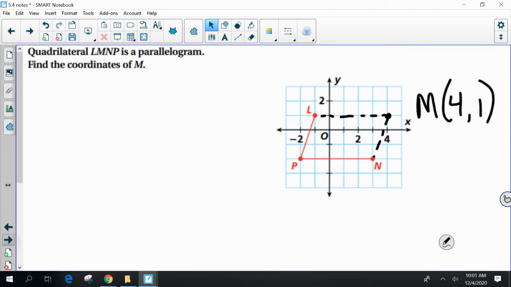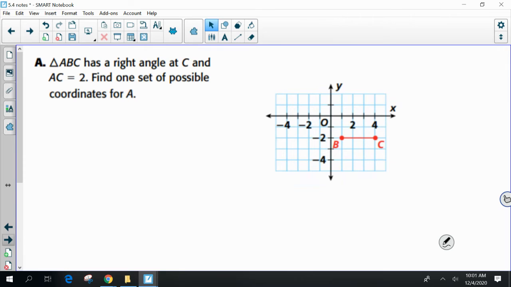Okay, so for the next problem, triangle ABC has a right angle at C. So here's my right angle, either there or there. And AC is 2. Find one possible set for point A. One coordinate that could be point A.